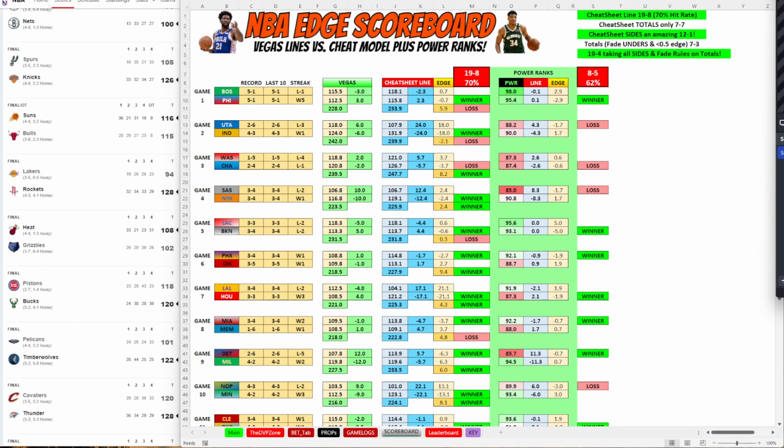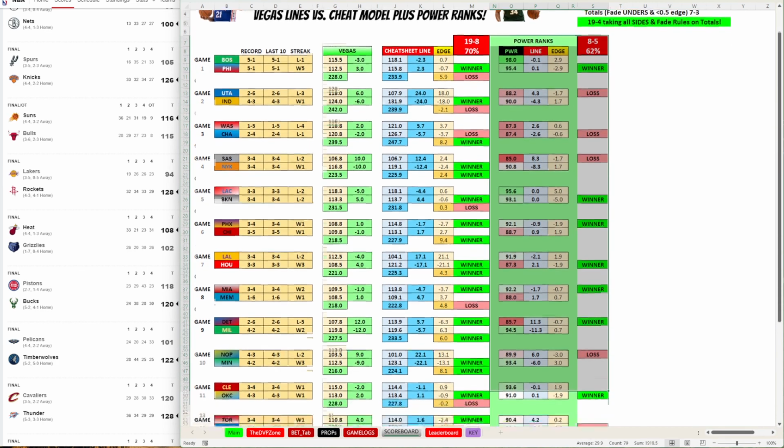So new this year, we added this scoreboard tab to show the edges. So we have 2 different models. We have the cheat sheet line, which is the one we've used for years. And then we have the power rankings, which I tweaked, and I'm trying to keep them consistent among all of the sports. And they just calculate a spread for the side so we can take a look at both of them. The power ranks, I don't use a ton, but looking at them, they were 8 and 5 for 62%. And then you can see how they did here.